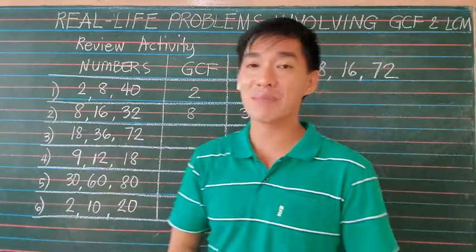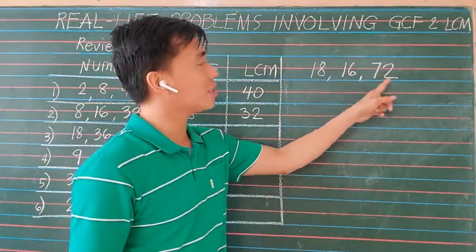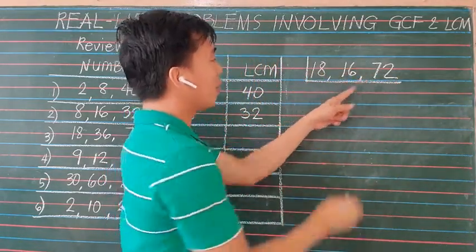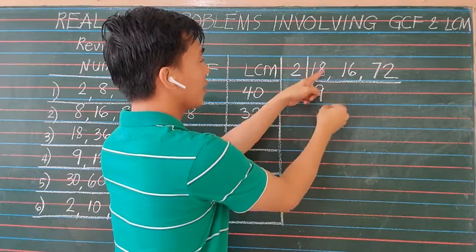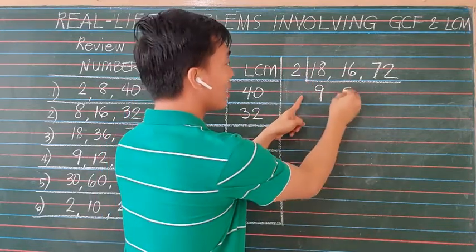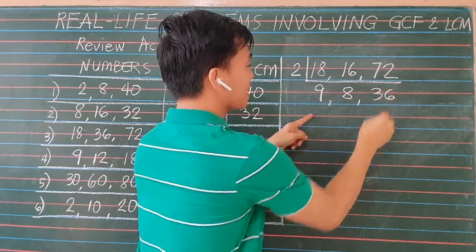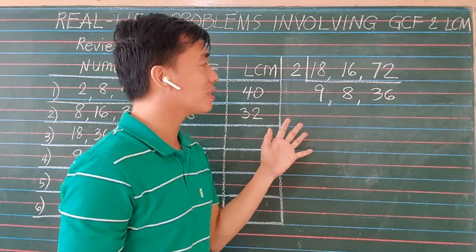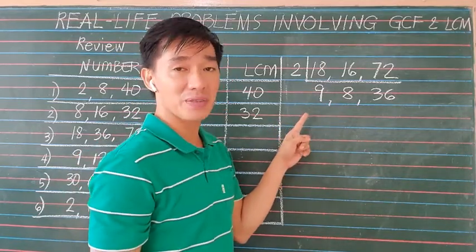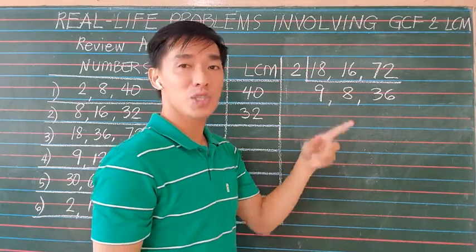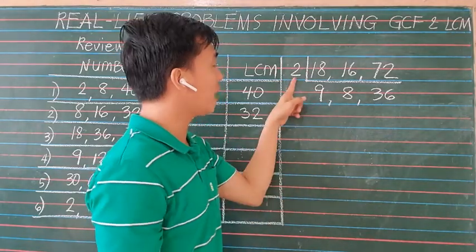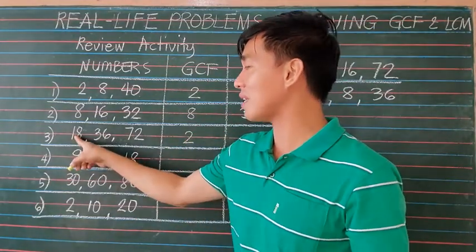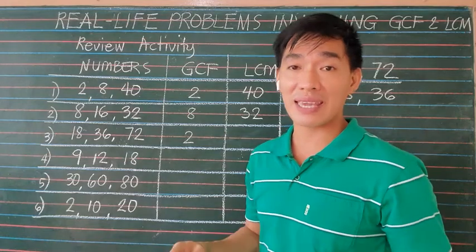Now let's proceed to item number 3. For the GCF and LCM of these three numbers, they are divisible by 2. So this will give you 9. If you will divide by 2, this will give you 8, and this will give you 36. In this case, we don't have other factors, prime factors, that can divide all of them, so we will just stop there. So their GCF is 2. That is the largest number that can evenly divide 18, 36, and 72. Okay?